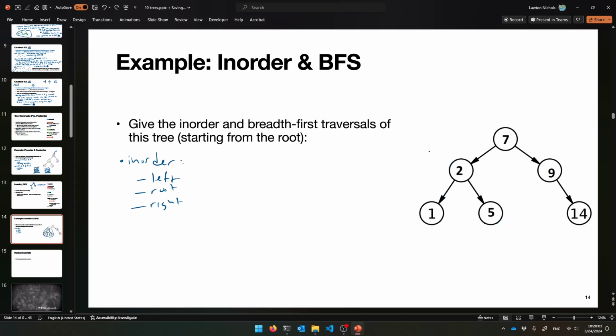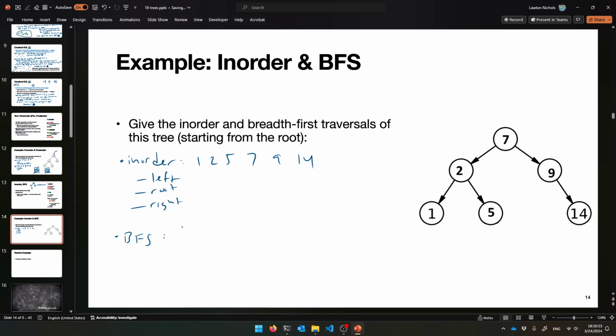So 1, 2, 5. So this is done left, then root, 7, then right, which is itself going to do left, root, right. So just 9 and 14 because there is no left. So that's perfectly in order. All right, and then BFS.